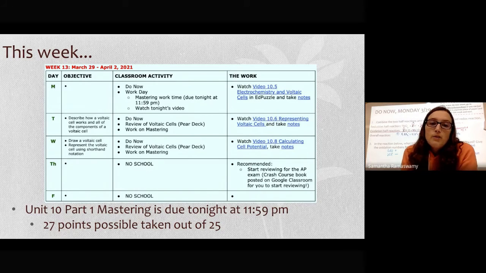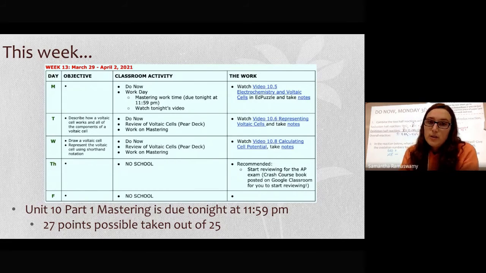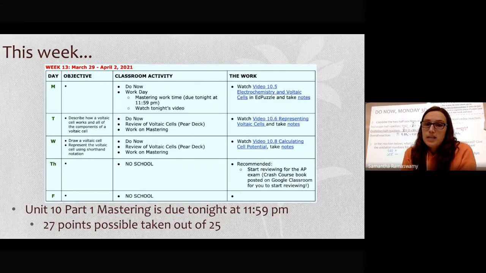And then the other thing for today is if you get done with Mastering, you can then watch tonight's video for tomorrow. So tonight's video is the first video in the second part of Unit 10, which is electrochemistry and voltaic cells. So now we're going to take oxidation reduction reactions and we're going to actually apply them to real world scenarios with electrochemistry. So talking about batteries and using reactions to be able to power different substances or different processes.